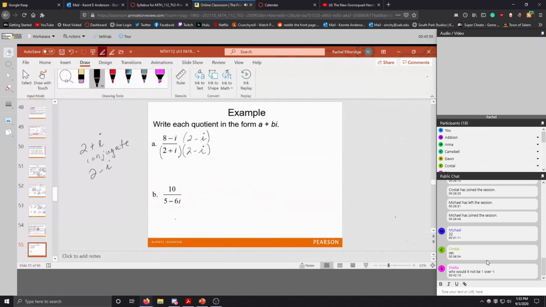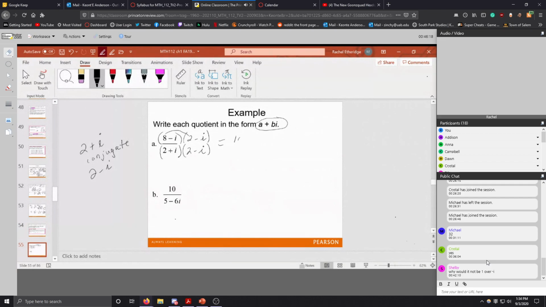So it wants you to write it in this form right here with no i's in the denominator. And that's what our goal is right now, is to get the i's out of the denominator. But like in the previous problem we looked at, we multiplied just by i to get rid of the i. But now we have a binomial term, so we can't do that. So this is where we just use our distributive property.